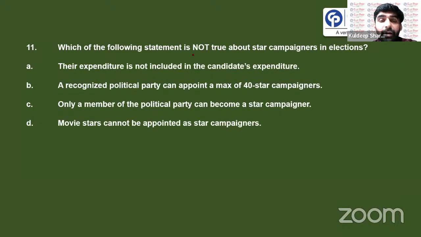Next, which of the following statements is not true about star campaigners in election? So the questions are really good today. Their expenditure is not included in the candidate's expenditure. We have already done it. So this is a correct statement. A recognized political party can appoint a maximum of 40 star campaigners. This is also correct. Only a member of the political party can become a star campaigner. We have already done this. This is also correct. Which means the last one would be the incorrect statement. Movie stars cannot be appointed as star campaigners. So this is wrong. Movie stars can be appointed as star campaigners provided they are members of that particular political party.